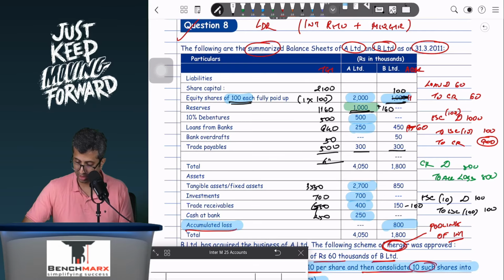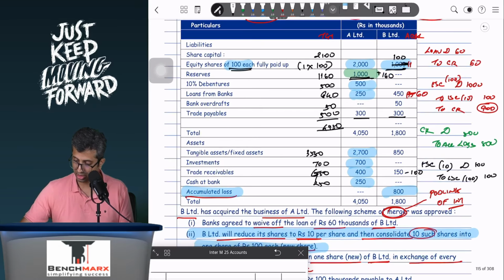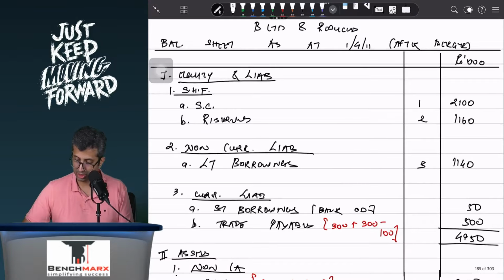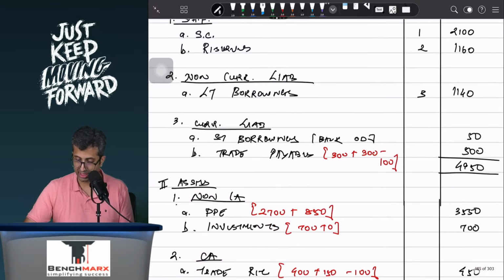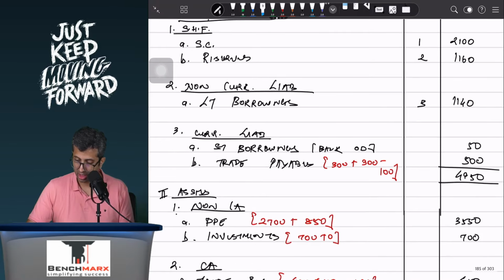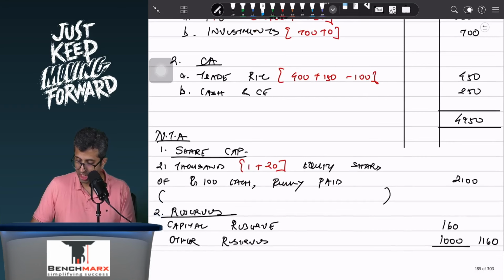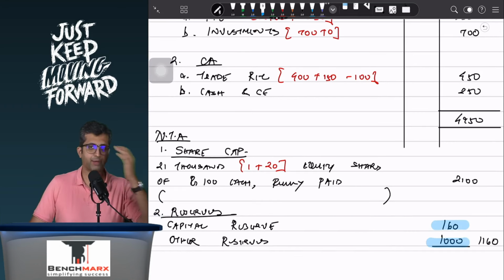Maybe 4950, and even over here 3550, 700, 450 and 250, 4950. So over here, if you go to see, this will be 4950. The challenge over here will come in your reserves of 1160, your amalgamation in the nature of merger. So your 1000 reserves continue, and at the same time 160 that arises at the stage of internal reconstruction. Are we clear with this?